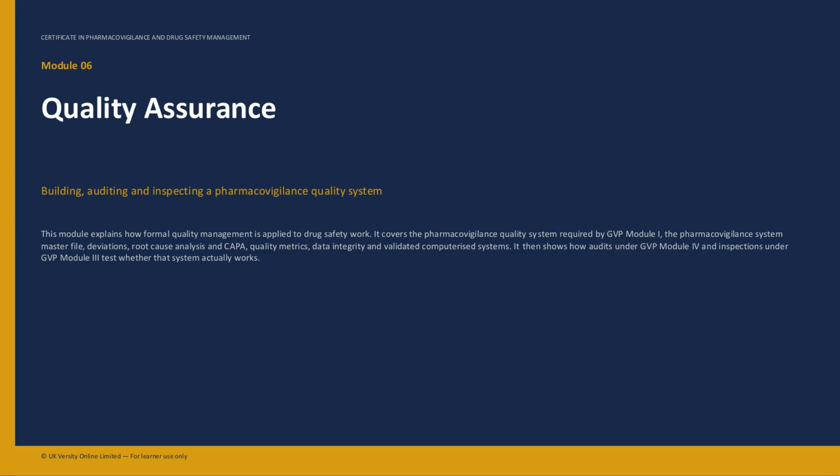In this module, Quality Assurance. This module explains how formal quality management is applied to drug safety work. It covers the pharmacovigilance quality system required by GVP Module 1, the pharmacovigilance system master file, deviations, root cause analysis, and CAPA, quality metrics, data integrity, and validated computerized systems.